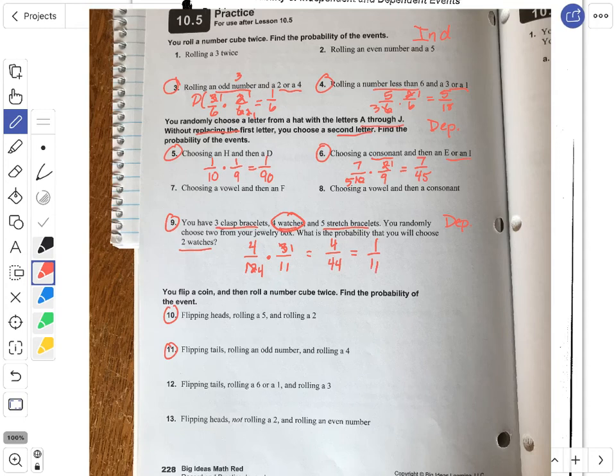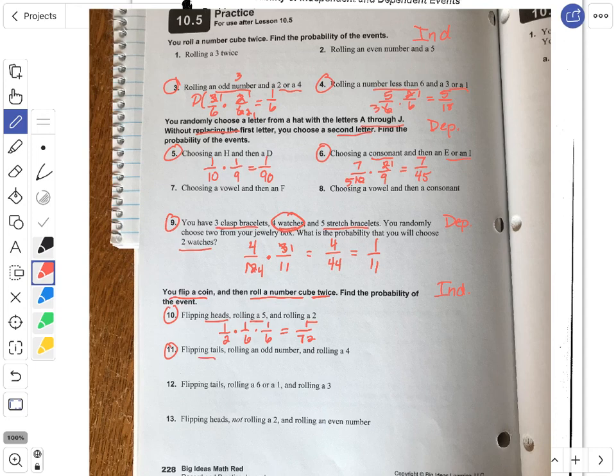All right, now this time it says you flip a coin and roll a number cube twice. These are independent because one does not have any impact on the other one. So we want to do a heads, a 5, and a 2. So probability of a heads is 1/2. Rolling a 5 is 1/6. And rolling a 2 is 1/6. 1 times 1 times 1 is 1 over 72.